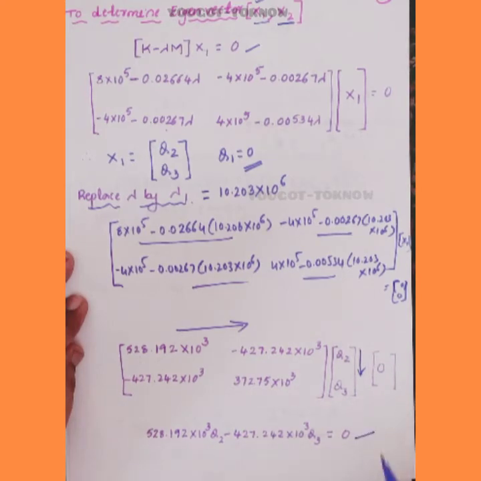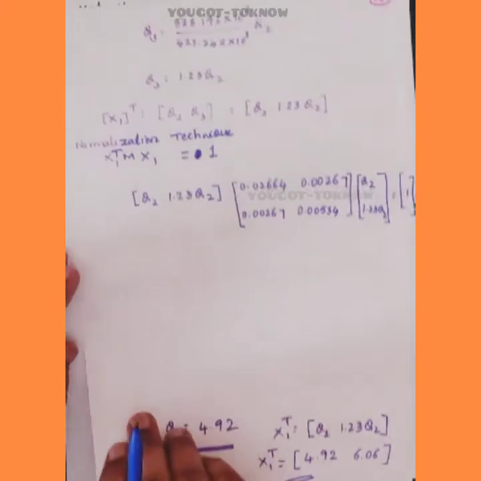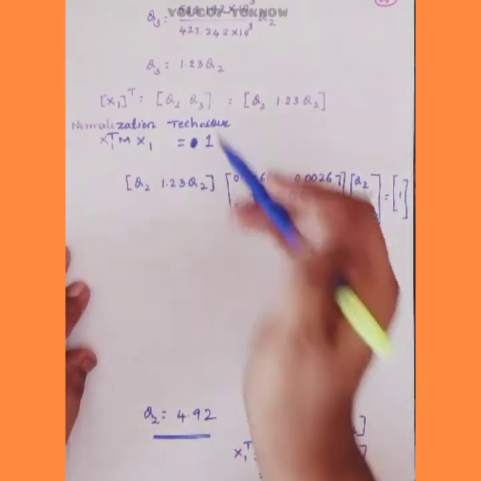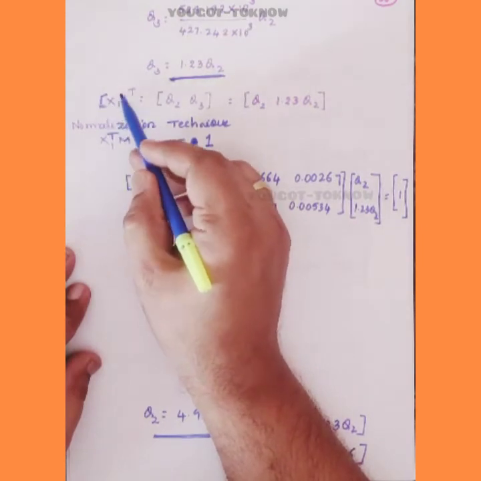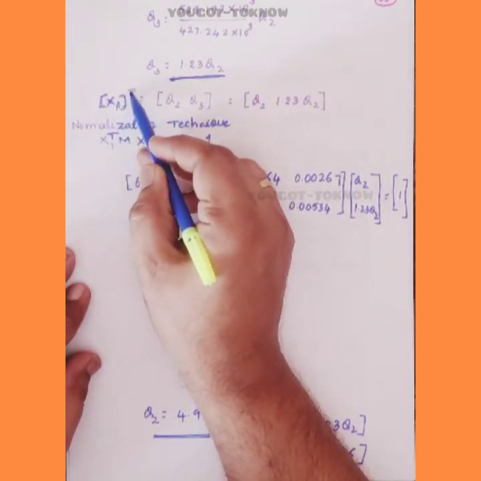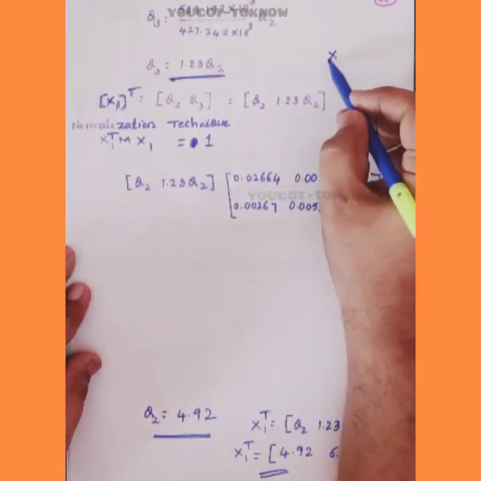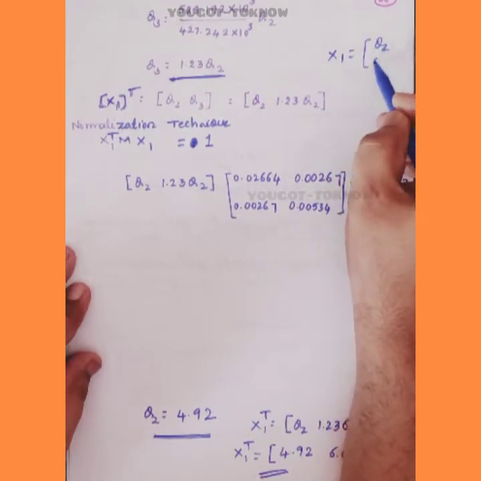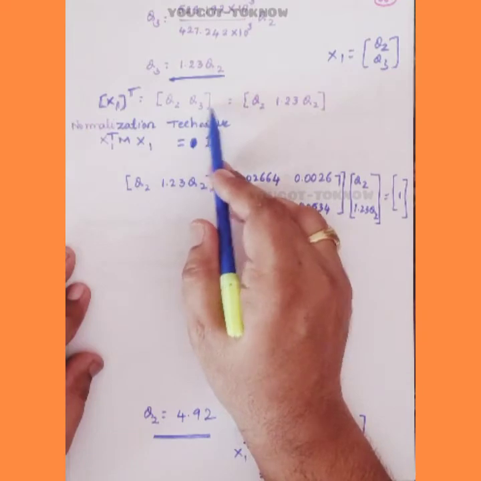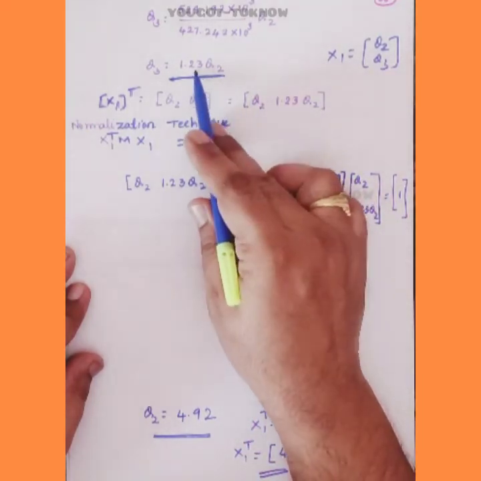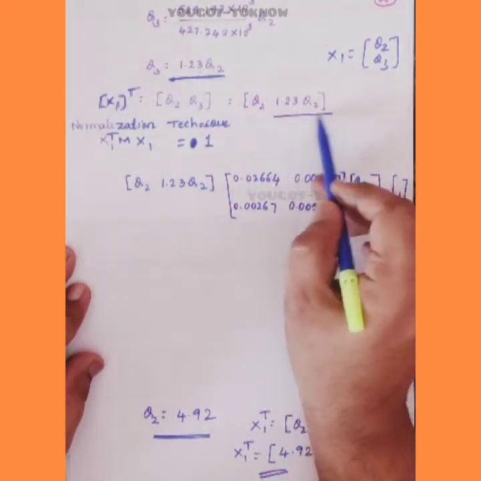I'm going to get this. Equating this equation, I'm going to get, if I solve this, a value of Q3 in terms of Q2. What is Q3 in terms of Q2 now? X1 is Q2, Q3. What is X1 transpose? Write it in the form of a row. X1 transpose equals Q2, Q3 in horizontal. Q3 I had obtained in terms of Q2, that is 1.23 into Q2.